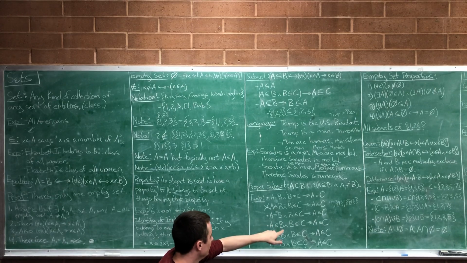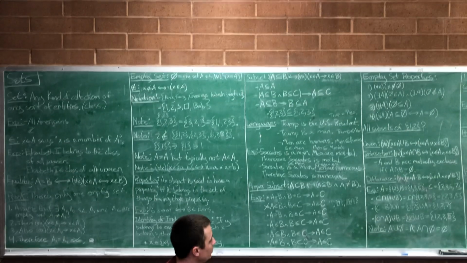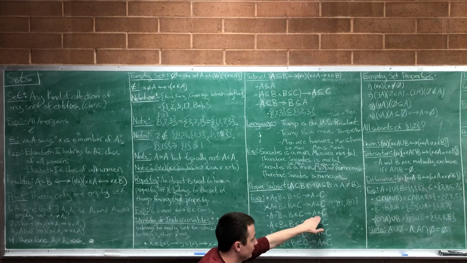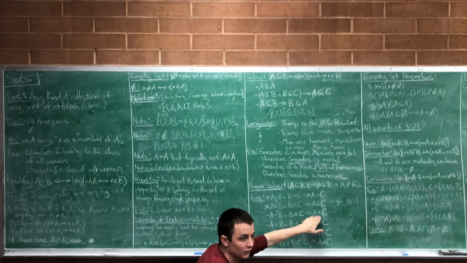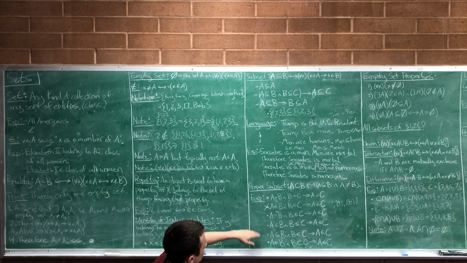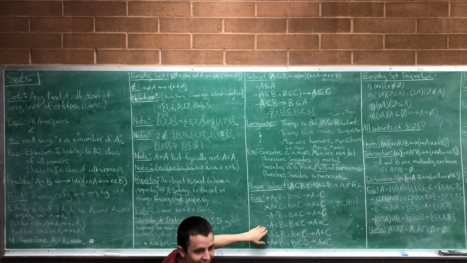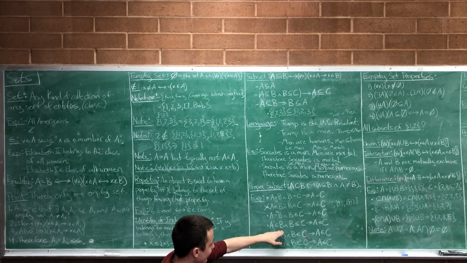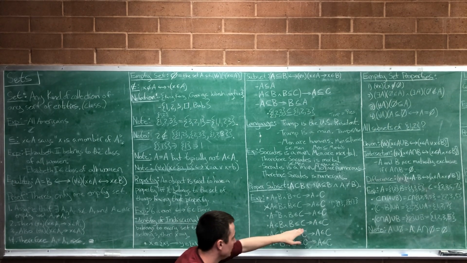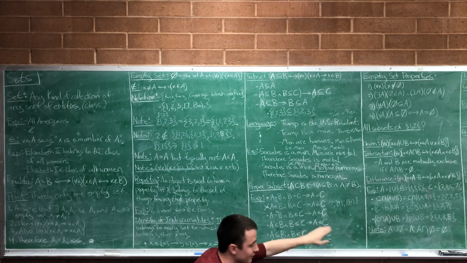Okay. Next one. If A is equal to B and B is in C, then A is in C. Same problem, right? No, this one works. That's true. Oh yeah, that one works. You thought about that one? Smart.